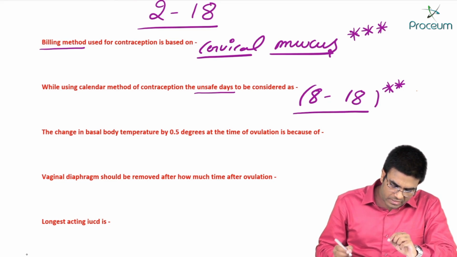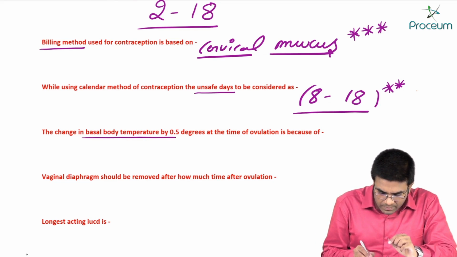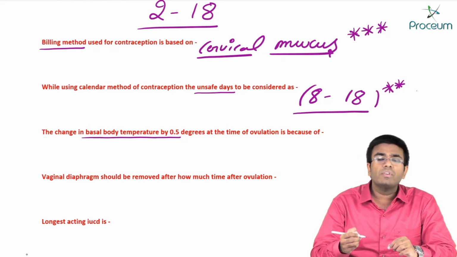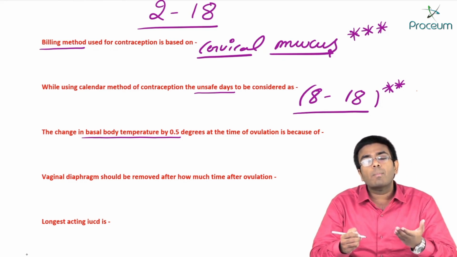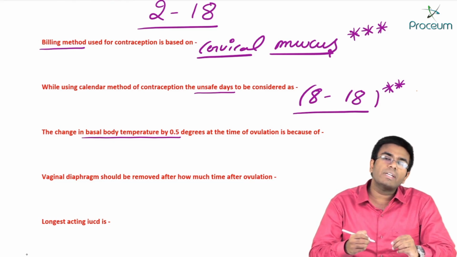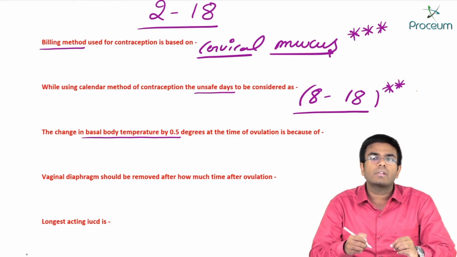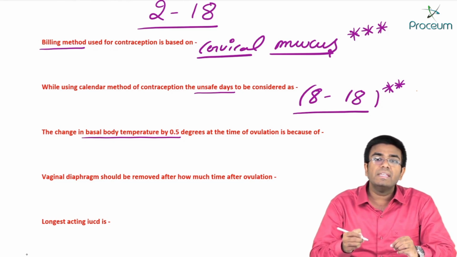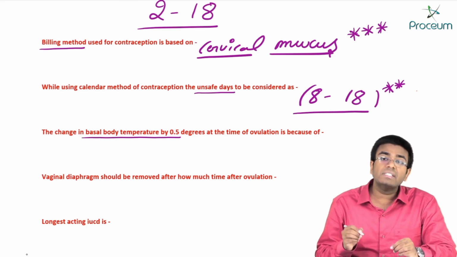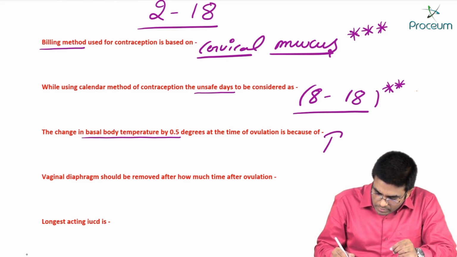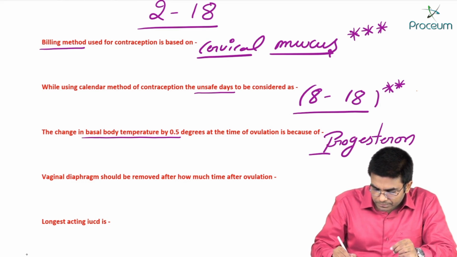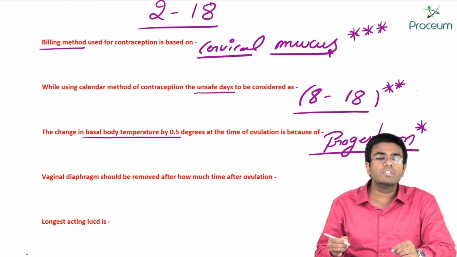Now, the change in the basal body temperature. Guys, please remember, whenever ovulation happens, during the time of ovulation, there is an increase in the body temperature by 0.5 degrees centigrade. This increase in basal body temperature is indicative of ovulation. And this increase is because of which hormone? The hormone responsible for this increase in basal body temperature is progesterone. Okay, why? Because progesterone is a thermogenic hormone.